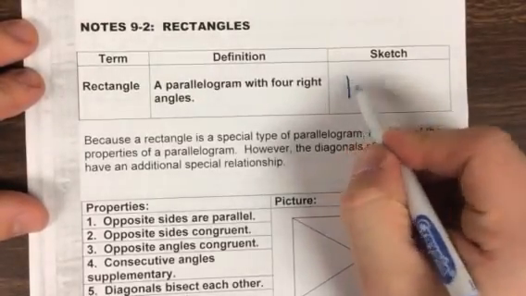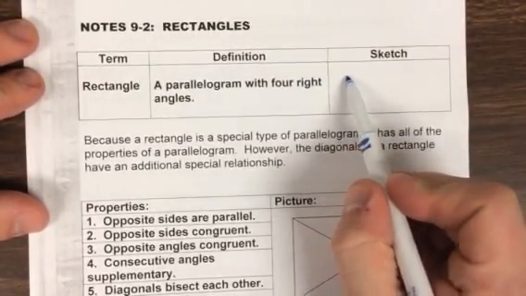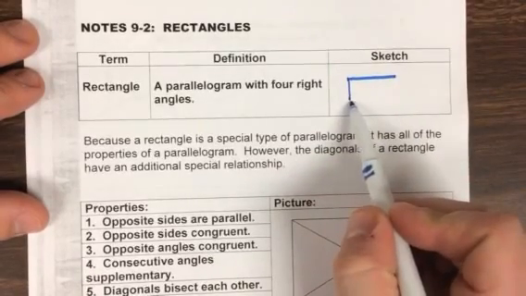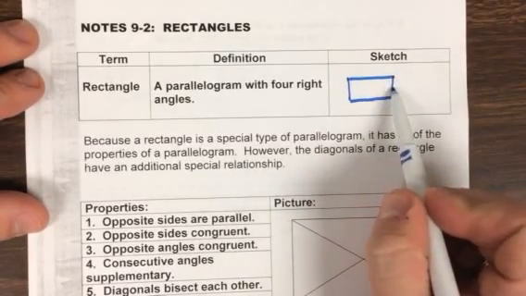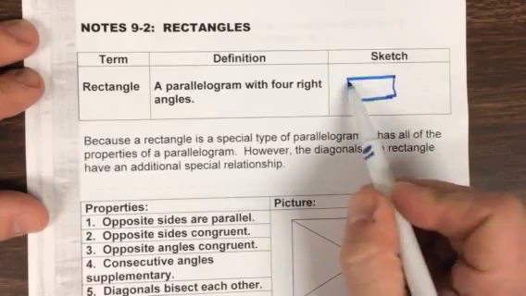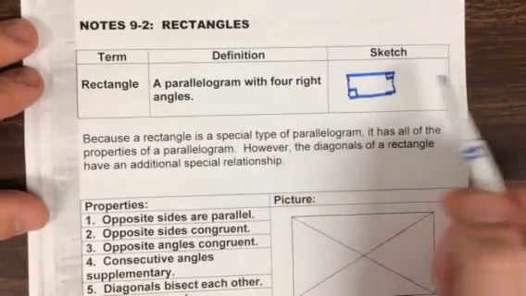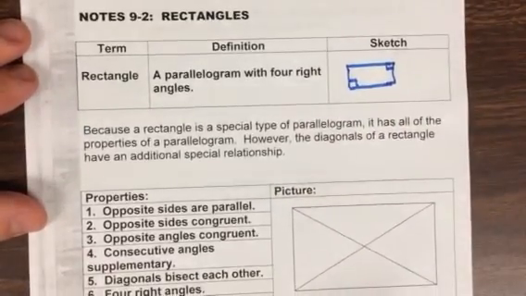Today we'll be talking about rectangles. Rectangles are a parallelogram with four right angles. So, go ahead and mark our right angles here. Parallelogram with four right angles.